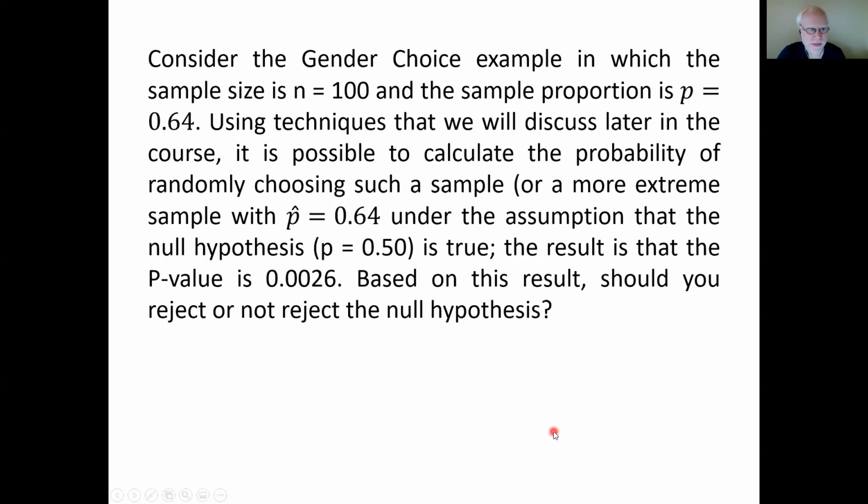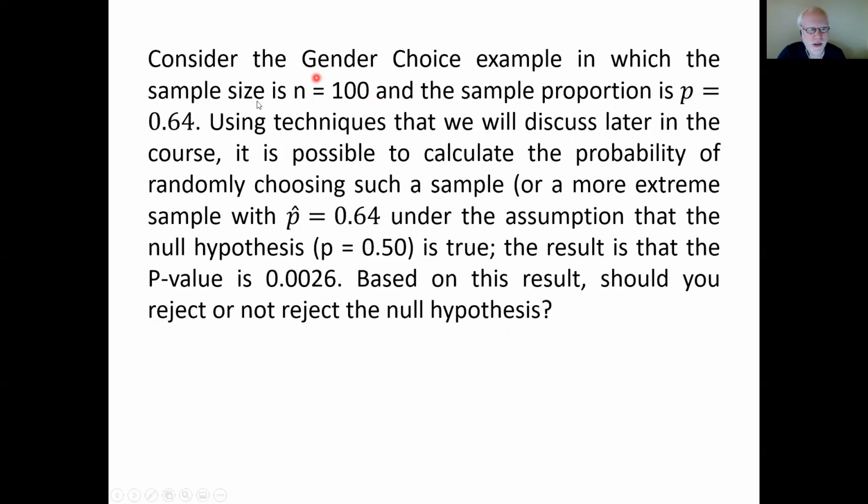So let's give it a try. Consider the gender choice example in which the sample n is equal to 100 and the sample proportion p is equal to 0.64. Using techniques that we'll discuss later in the course, it's possible to calculate the probability of randomly choosing such a sample or a more extreme sample with proportion 0.64 under the assumption that the null hypothesis, that the proportion is 0.5, is true. The result is that the p-value is 0.0026. Based on this result, should you reject or not reject the null hypothesis?